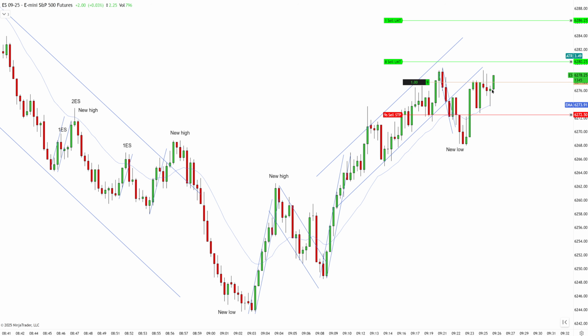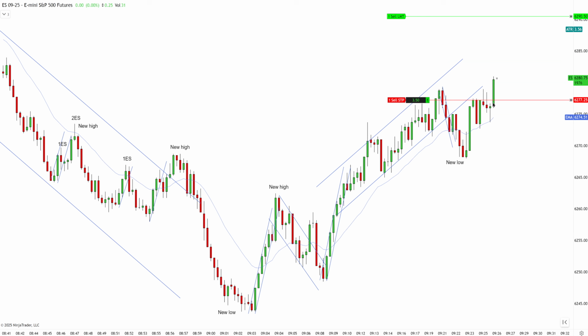Okay, now we have a failed second entry short, which could really propel the momentum working higher. We really need the new high tested here. Come on. And we got filled. So I'm going to place my stop loss at break even.